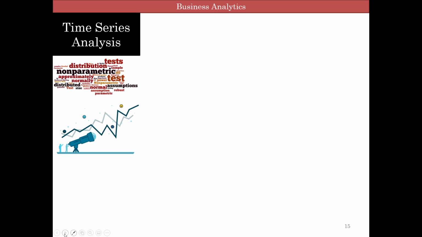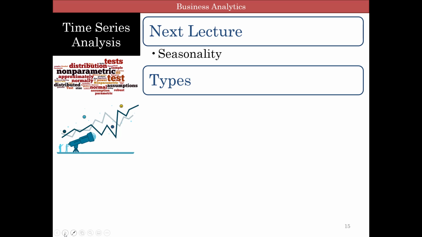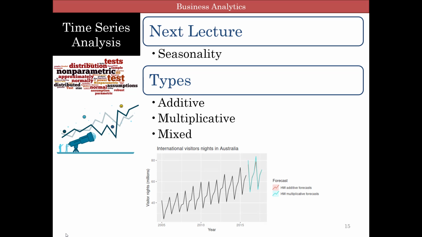And for the next lecture, we'll start looking at seasonality, how we're going to incorporate forecasting with seasonality, and what the different kinds of seasonality are. We'll particularly be focusing on additive or multiplicative. And for you to have an example, here's an example of seasonality. You can see up and down, International Visitors Night in Australia, and the difference between additive and multiplicative forecasts. We'll talk about that in our next lecture.